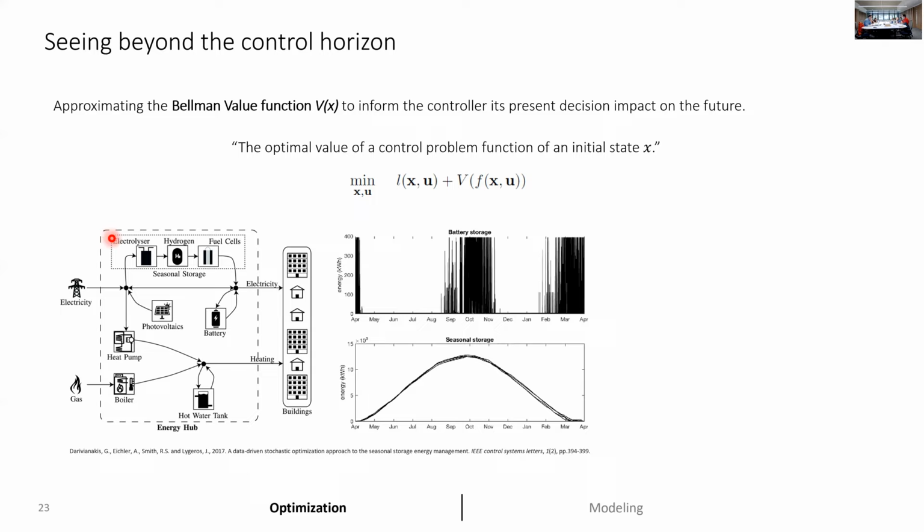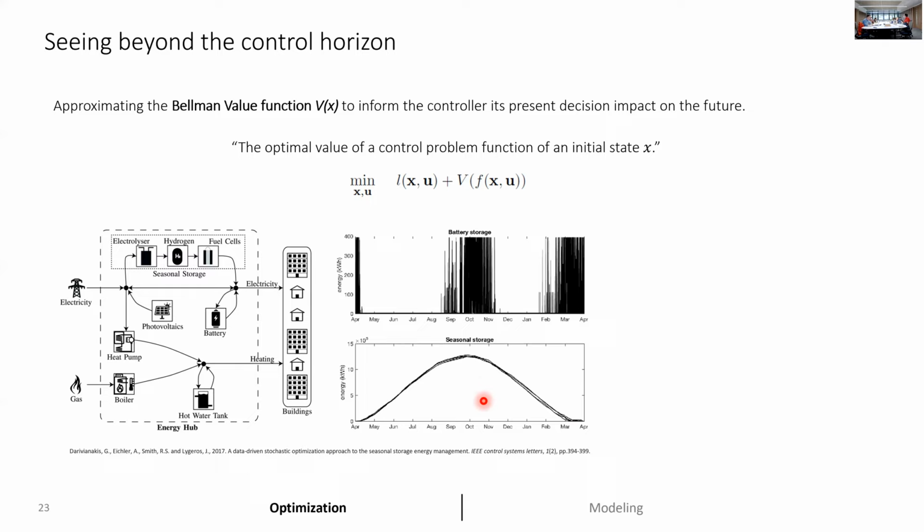So if you optimize this system by knowing exactly what's going to happen in a year, this is how your battery storage would be scheduled, and this is how the long-term seasonal storage would typically be scheduled. You would produce additional photovoltaic energy in the summer, you would store it and then use it for heating, to produce, with the heat pump here, heating for the winter.